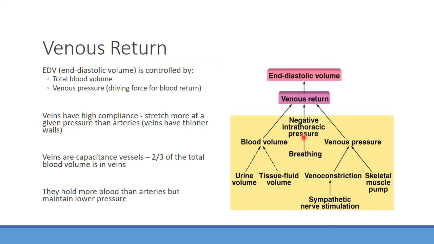You can see that breathing is going to have an effect on venous return by causing that negative intrathoracic pressure as you inspire. That's going to help to change the pressure in that system.